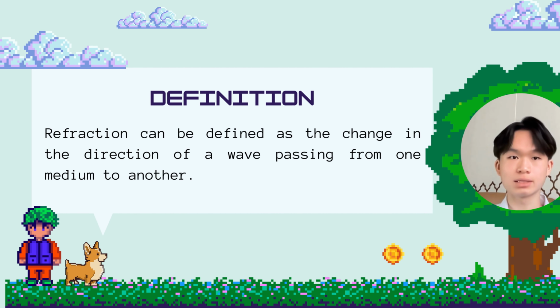Definition. In physics, refraction can be defined as the change in the direction of a wave passing from one medium to another. Some of the most common phenomena of refraction include the refraction of light, sound, and water. Refraction is the main principle that is used for making optical instruments such as lenses and magnifying glasses. Additionally, refraction allows human eyes to focus light onto the retina.